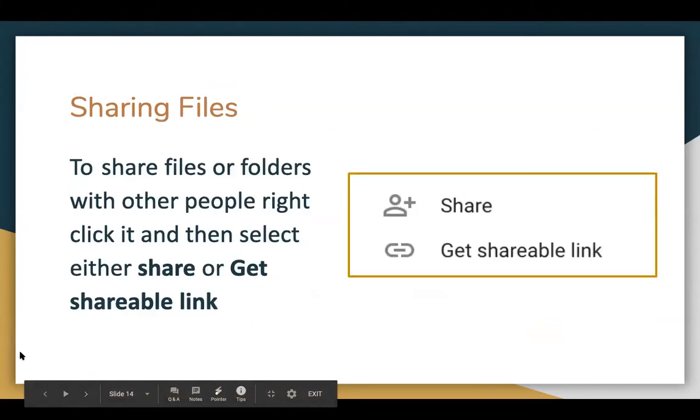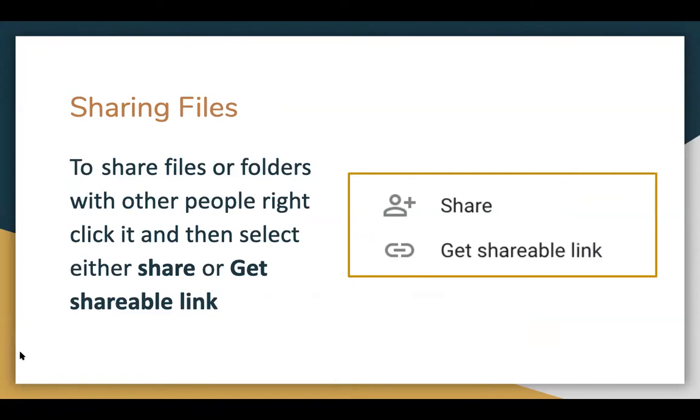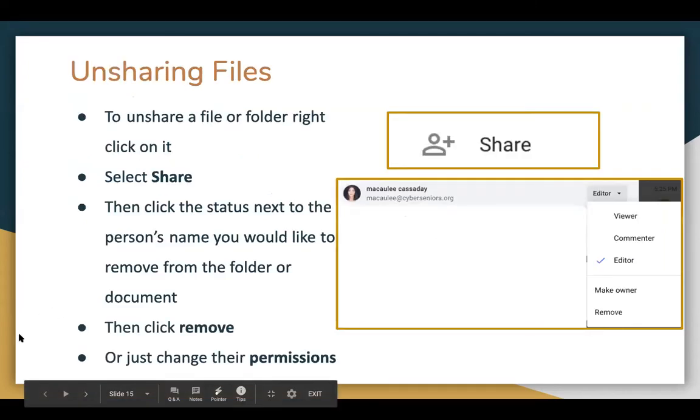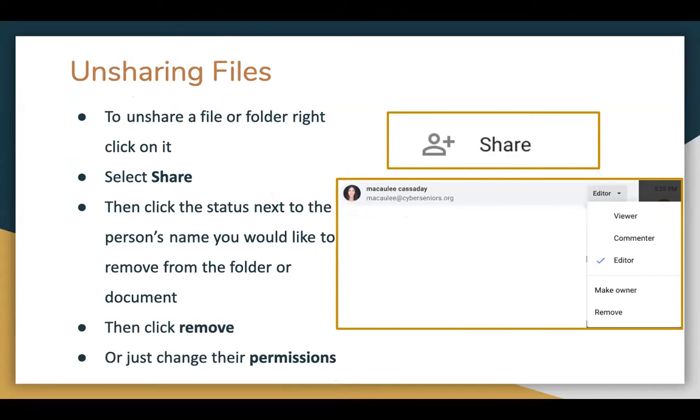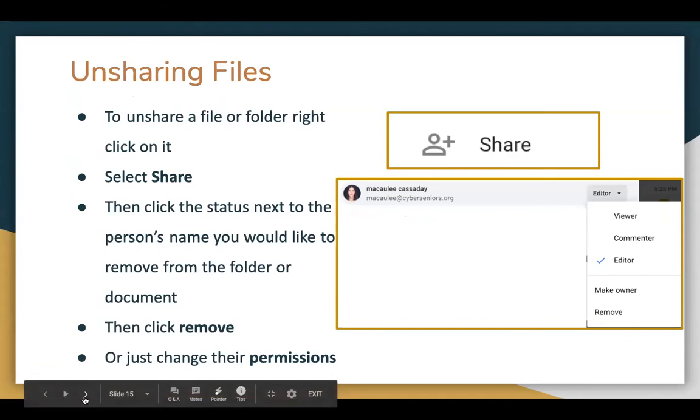To share files or folders with other people, you can right-click the file or folder that you'd like to share and select either Share or Get a Shareable Link. To unshare a file or a folder, just right-click it and then select Share. You can click on the status next to the person's name you would like to remove from the folder or the document. Then click Remove. Or you can just change your permissions to be different than an editor or whatever they are set as.